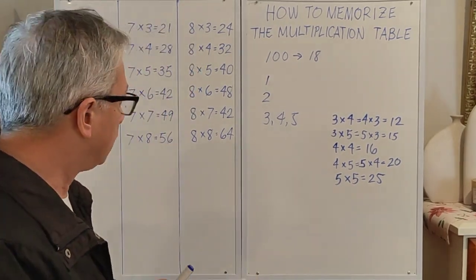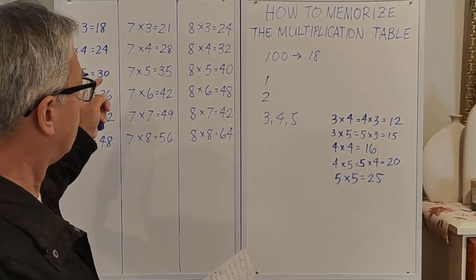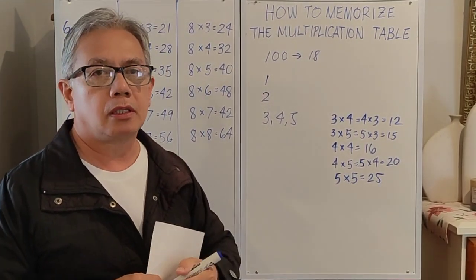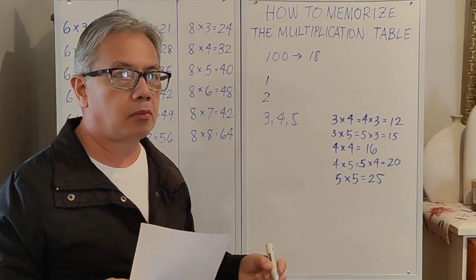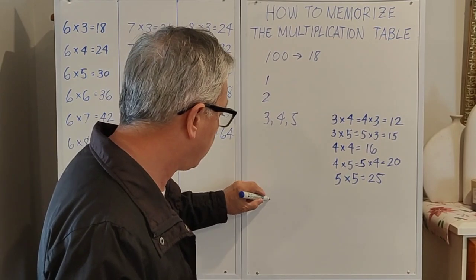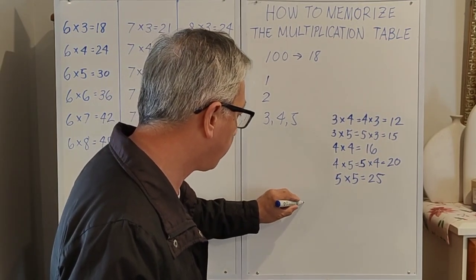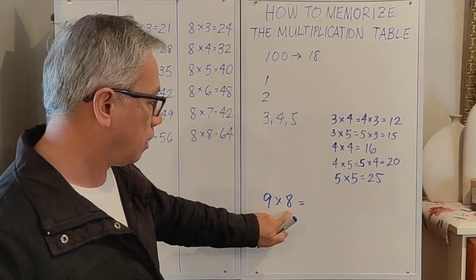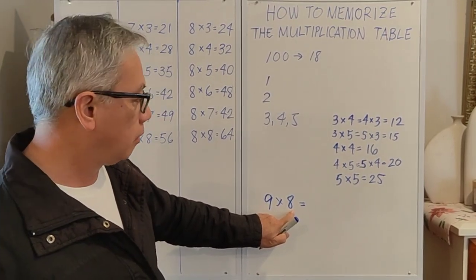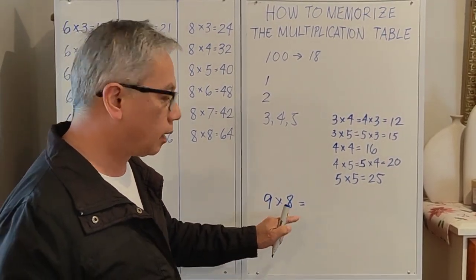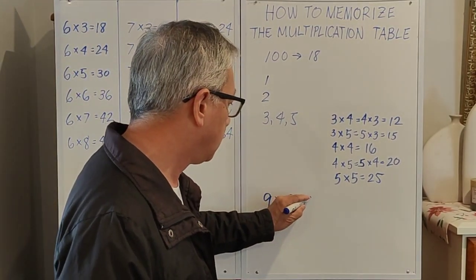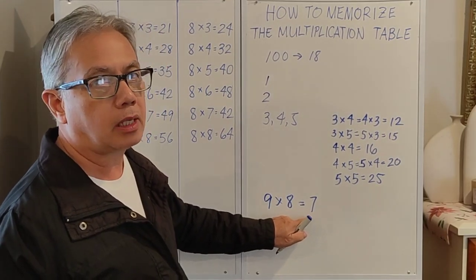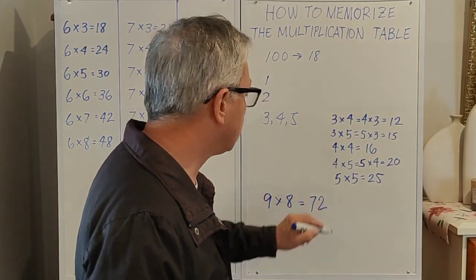Now we go to table 9. For table 9, there's also a trick or a technique to memorize it. For example, we have 9 times 8. You think of the number 8, subtract 1 from this number, and that will be your first digit, 7. And then think of a number that you add to 7 to make 9, so that is 2. So that is your answer, 72.